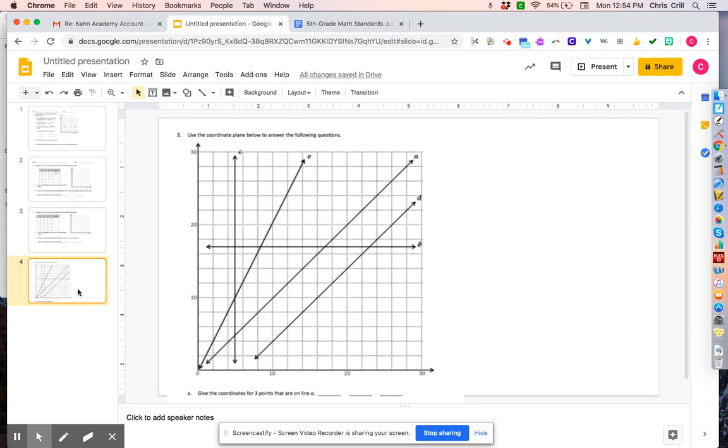Okay, last thing we're going to do now is turn to page 48, and you're going to notice they've already drawn many lines on this coordinate plane. We're going to just take a look right now at line A. So here's line A, and they're asking you to give the coordinates for 3 points on this line. So it could be any 3 points. You might have different answers than a classmate.